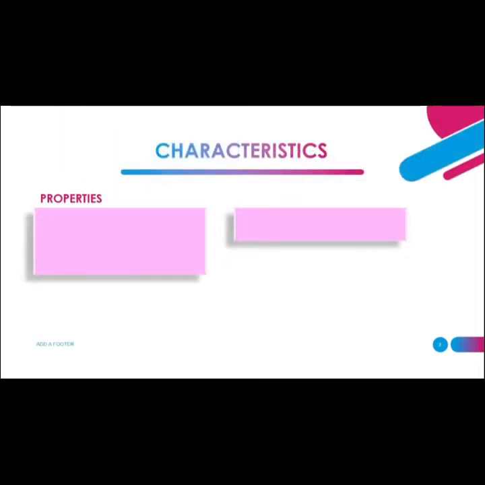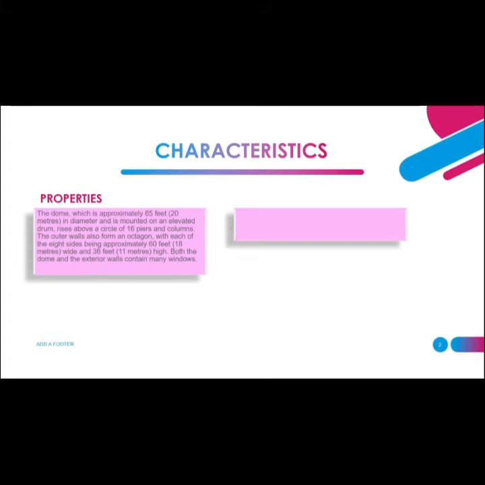Characteristic properties. The dome, which is approximately 65 feet, 20 meters in diameter and is mounted on an elevated drum, rises above a circle of 16 piers and columns. The outer wall also forms an octagon, with each of the 8 sides being approximately 60 feet, 18 meters wide and 36 feet, 11 meters high. Both the dome and the exterior walls contain many windows. The size of the building.